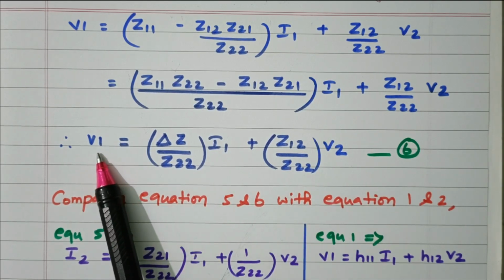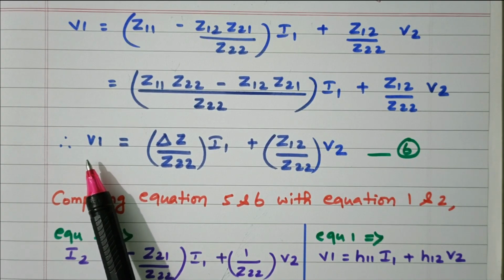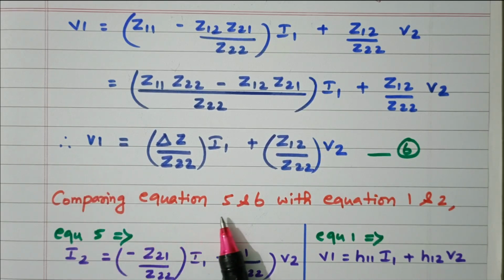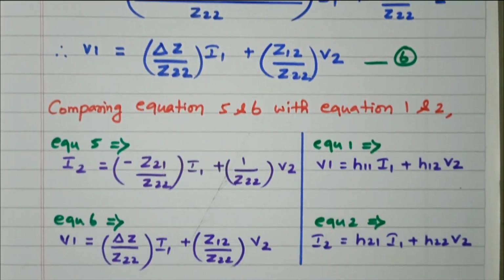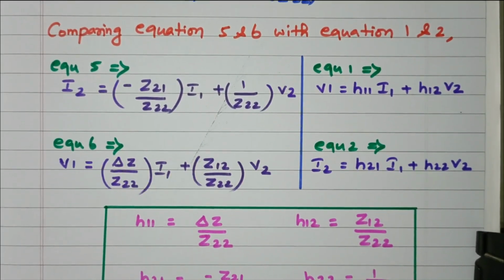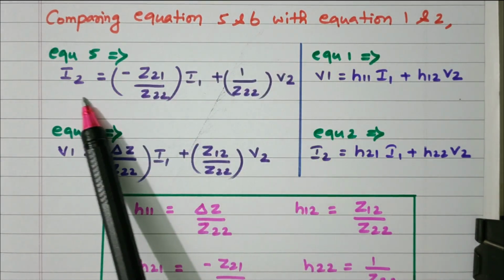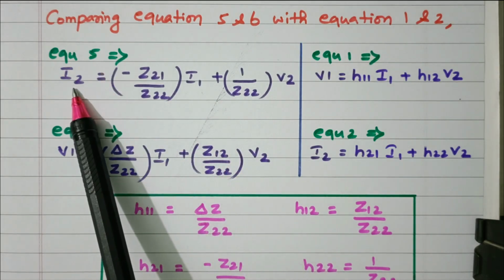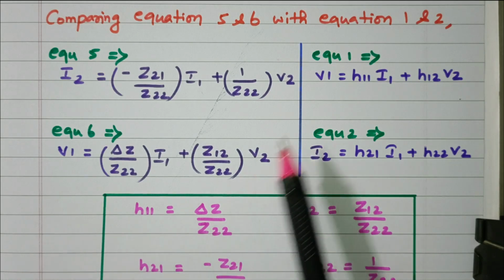So now we got the expression of V1. In the earlier case we got I2, now we got V1. We rewrite the equations, we got equations 5 and 6. Now we are going to compare equations 5 and 6 with equations 1 and 2, so that we get the relationship. Equation 5 gives the expression for I2. Equation 6 gives V1. So we already have equations 1 and 2.